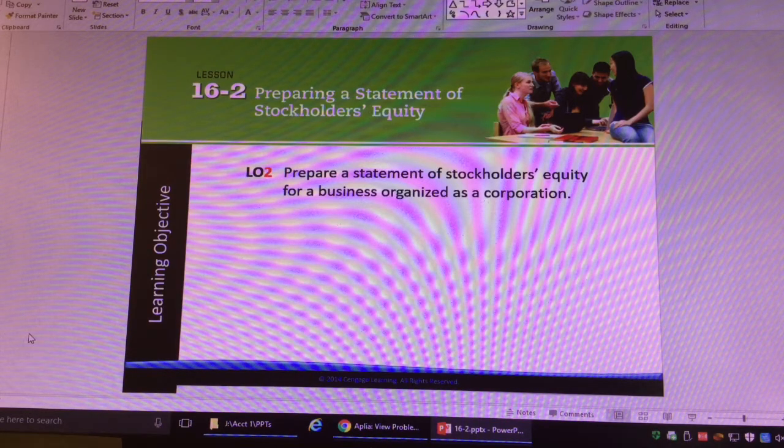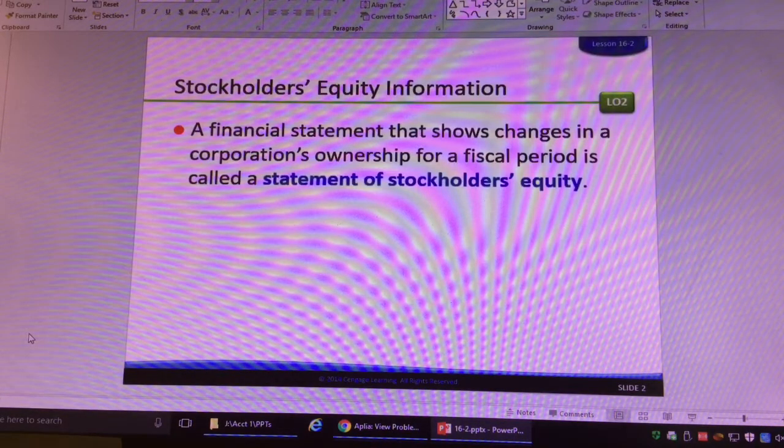Today we're going to do the second part of Chapter 16, Preparing a Statement of Stockholders' Equity. Our learning objective for this lesson is to prepare a statement of stockholders' equity for a business organized as a corporation. A financial statement that shows changes in a corporation's ownership for the fiscal period is called a statement of stockholders' equity.